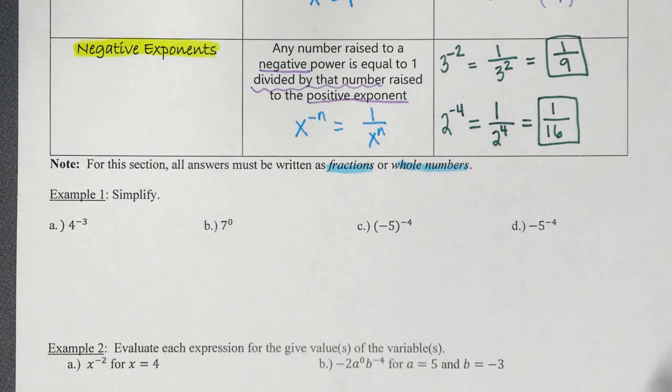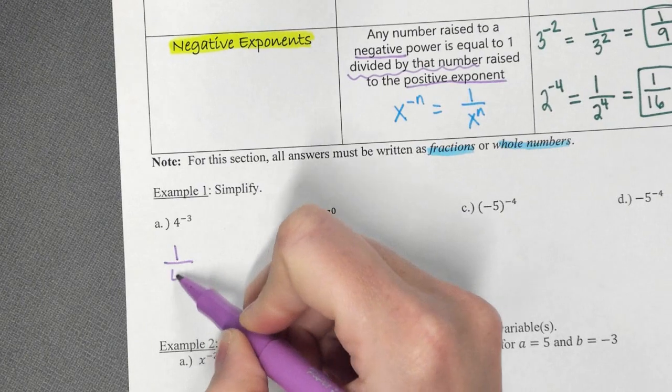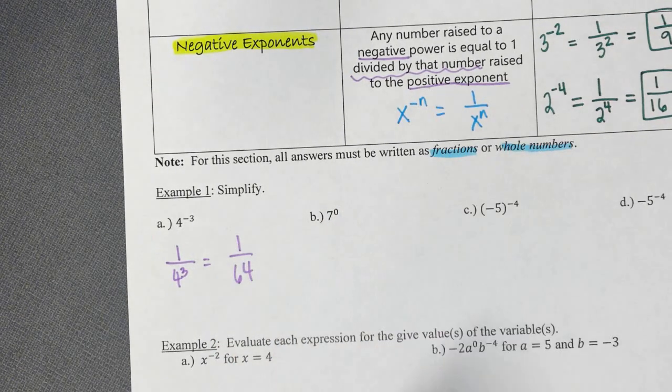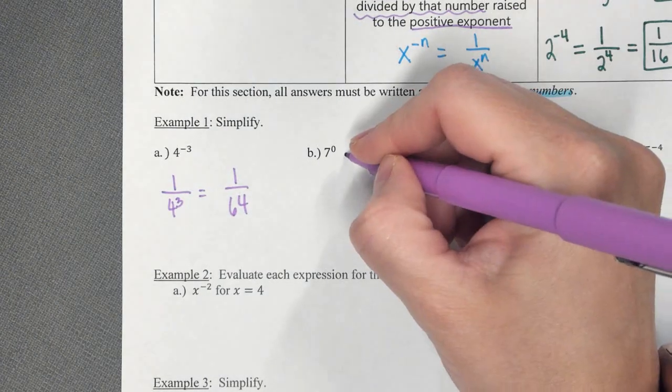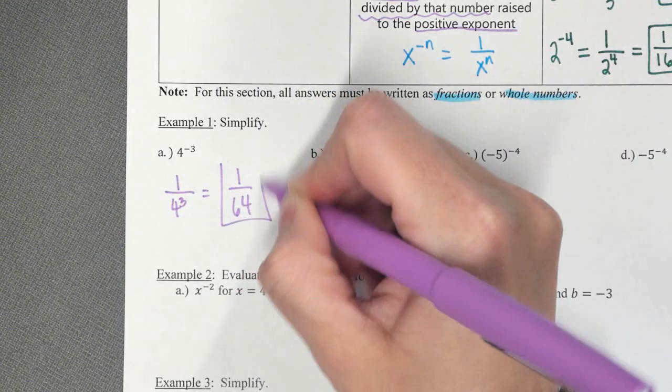All right, so for A, Avery, what'd you get for that one? I got 1 over 64. Great. All right, Stacy, what'd you get for B? 1. Yep. So anytime you see something to the 0 power, it's just going to be 1.